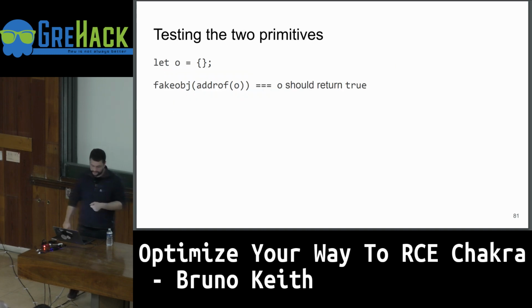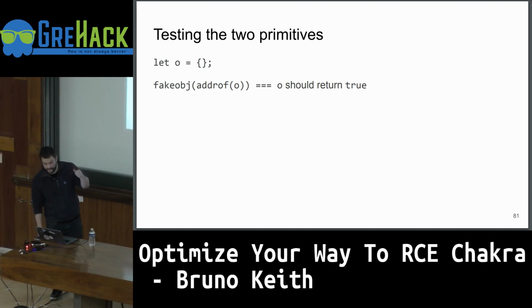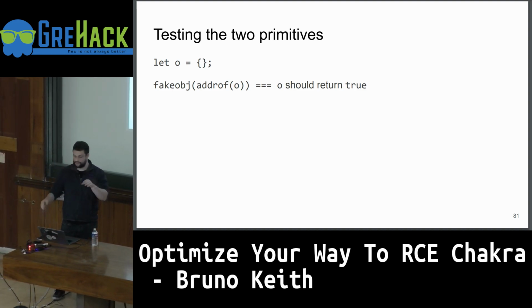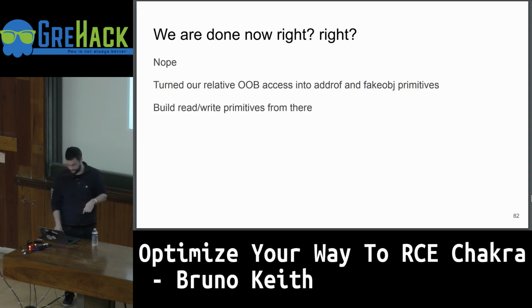So, cool thing, now we can test the two primitives with these two lines of code. We create an object, and if we call fake object on the result of address-off of that object, we should end up with the exact same object as before. So, once again, that's what I mean by ease of exploitation and why JavaScript is super interesting as a target: we have all these things that a scripting language gives us to basically verify that the exploit is working as intended every step of the way.